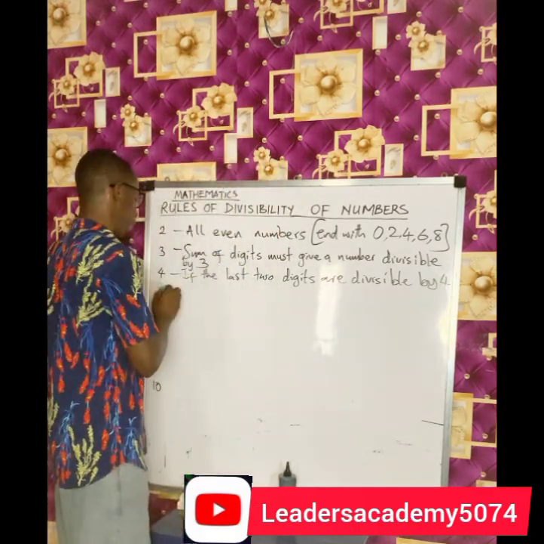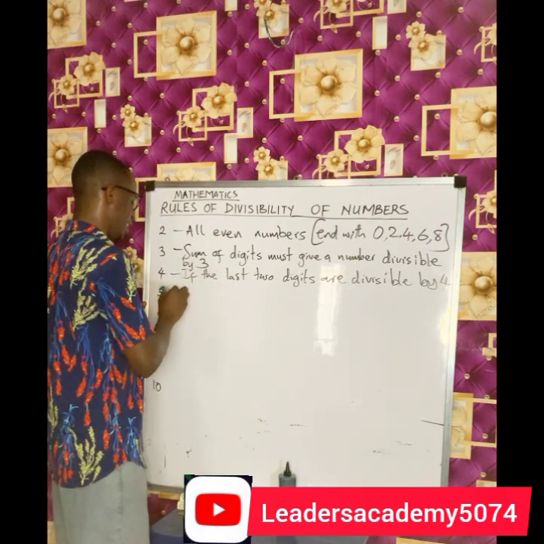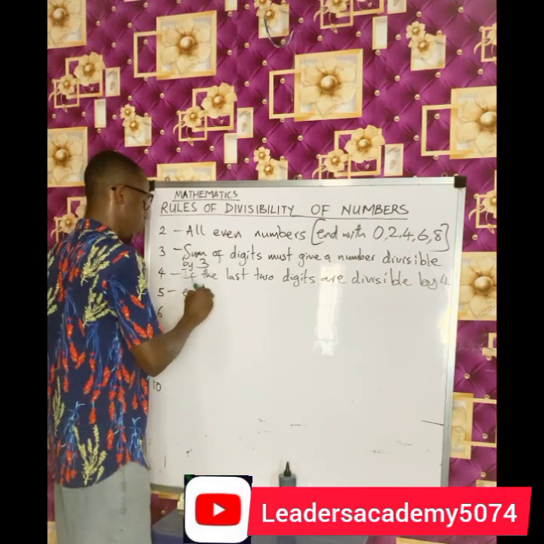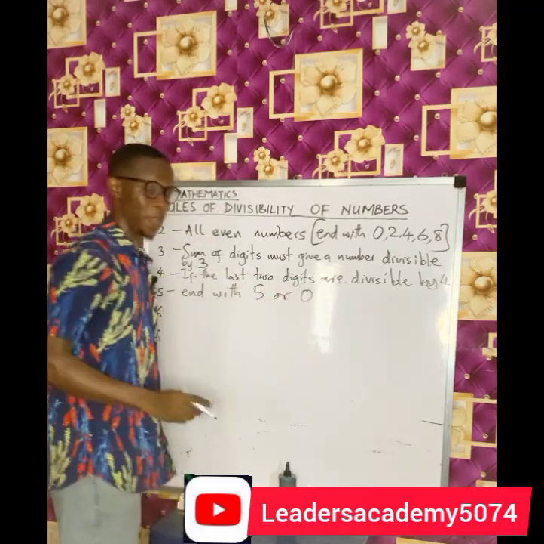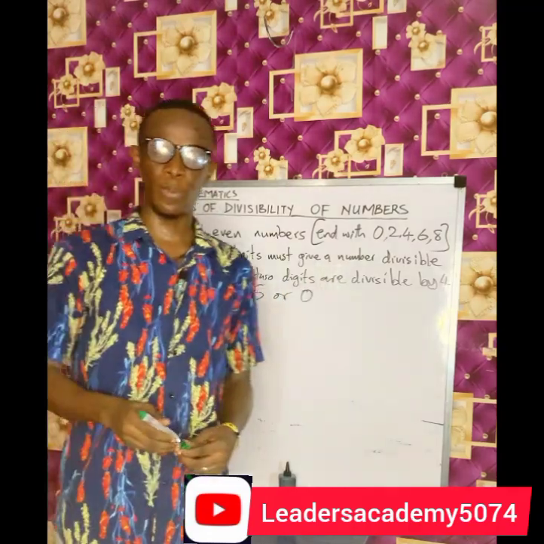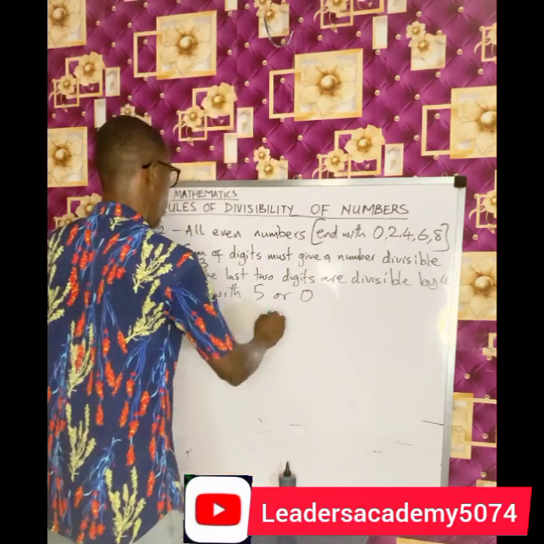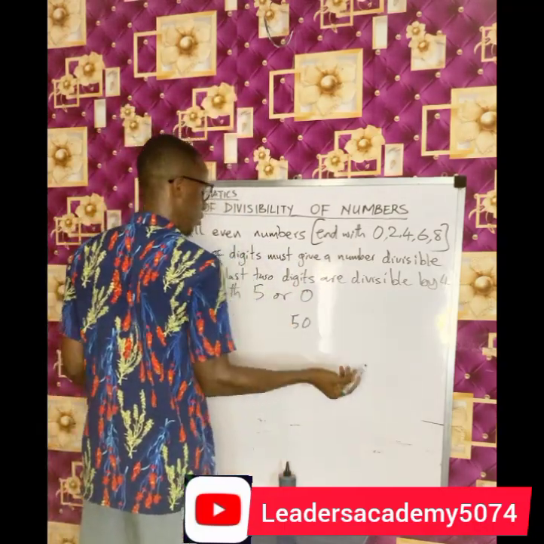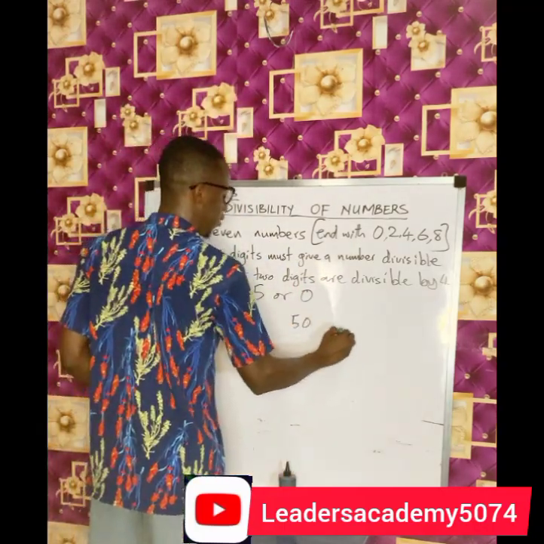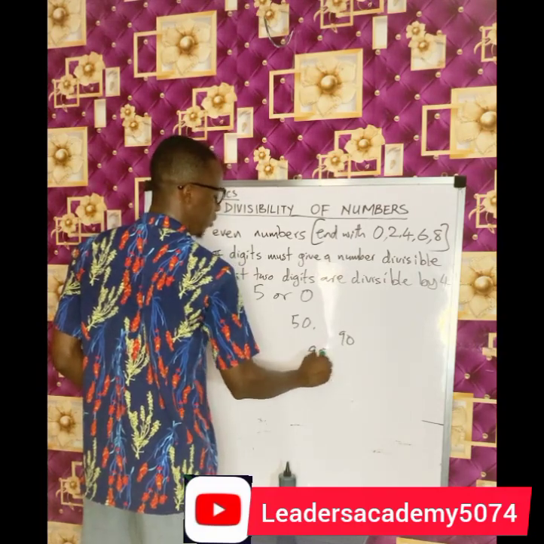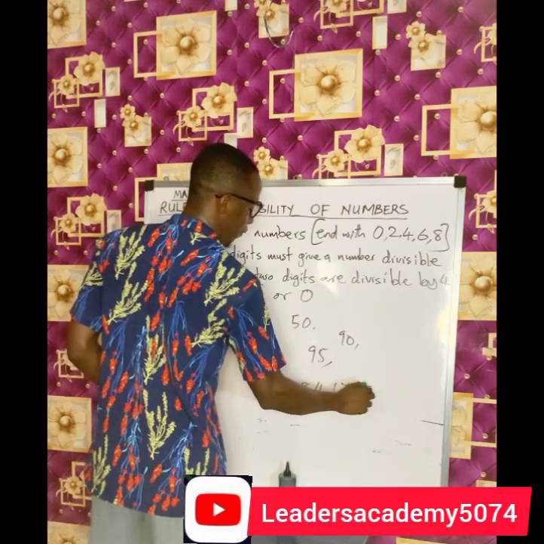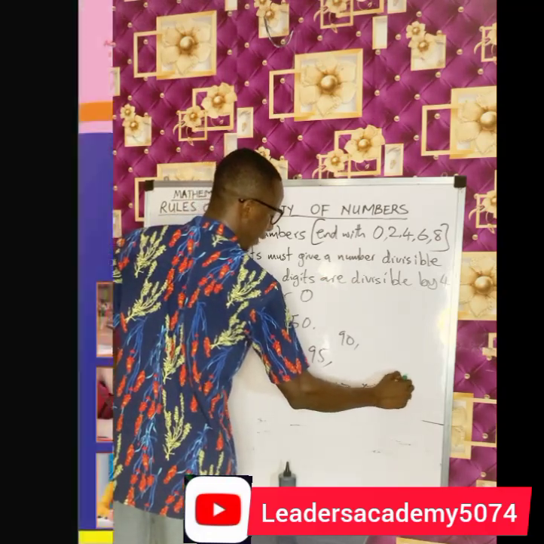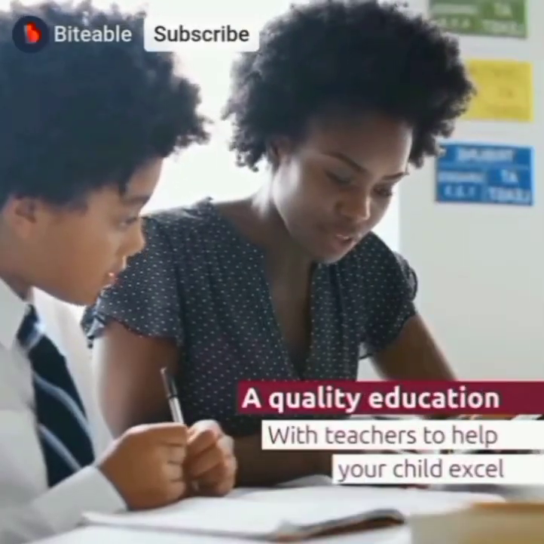Numbers that are divisible by 5 are numbers that end with what? 5 or 0. If a number ends with 5 or 0, it is divisible by 5. For example, you have 50 divisible by 5, 90 divisible by 5, 95 divisible by 5, 841295 is divisible by 5.